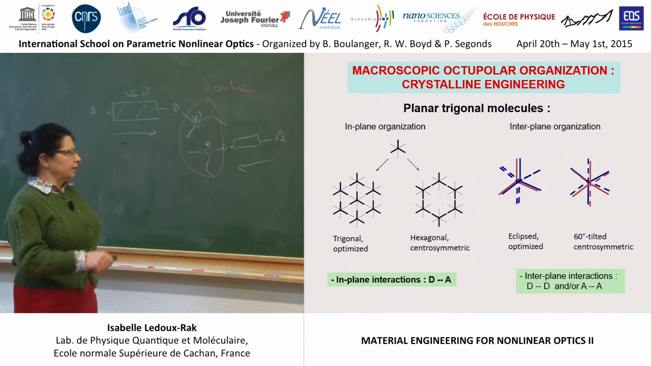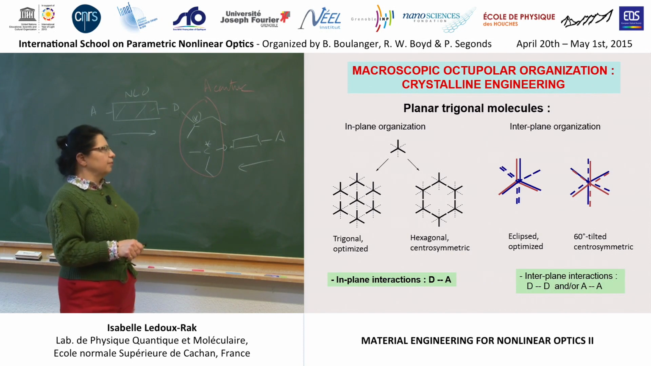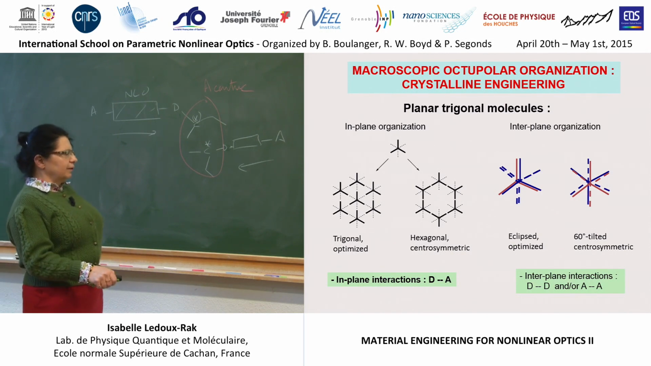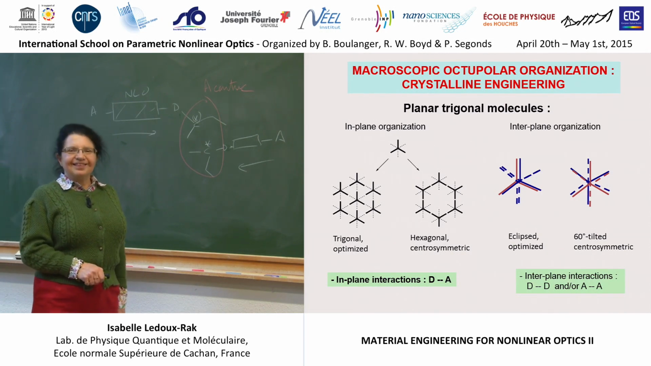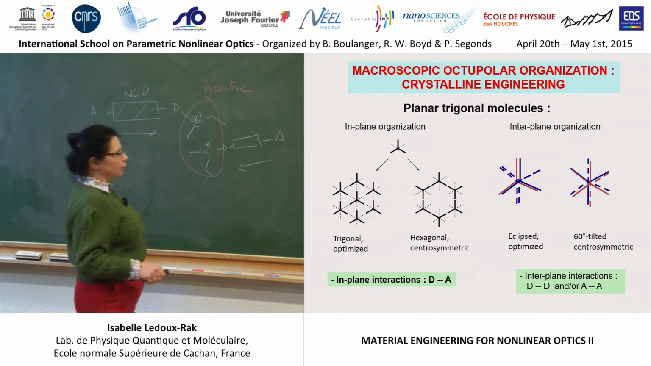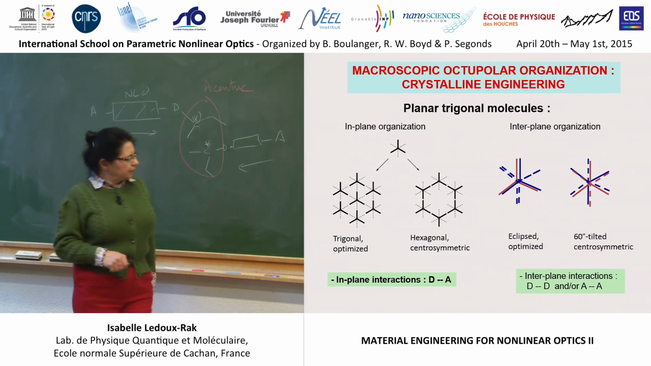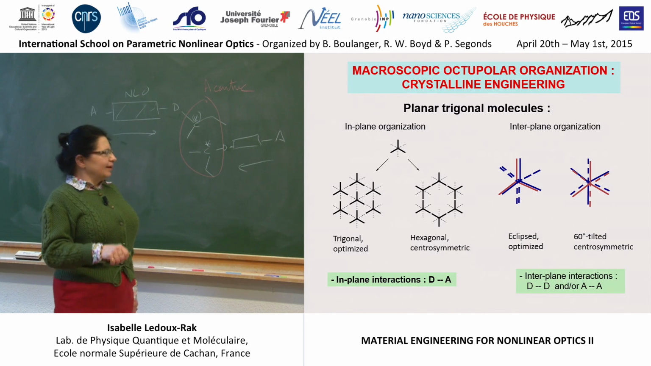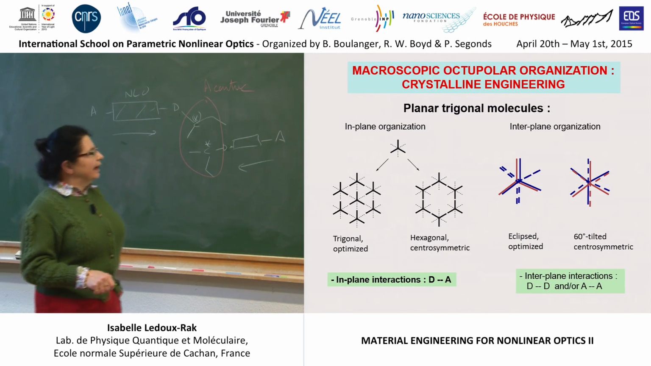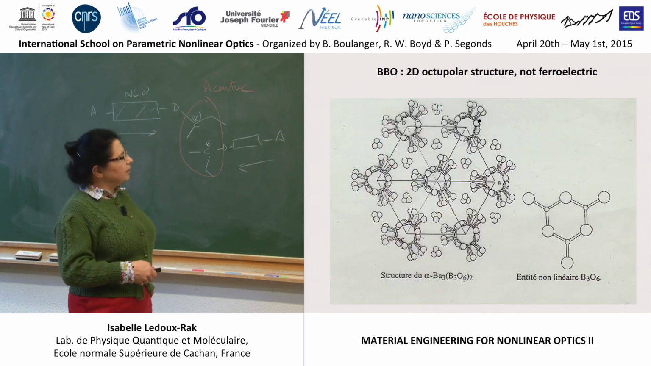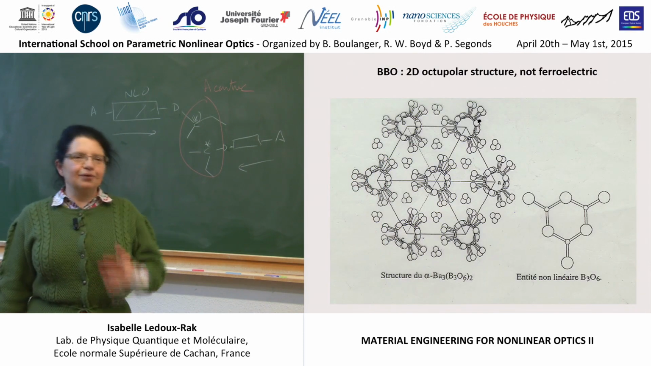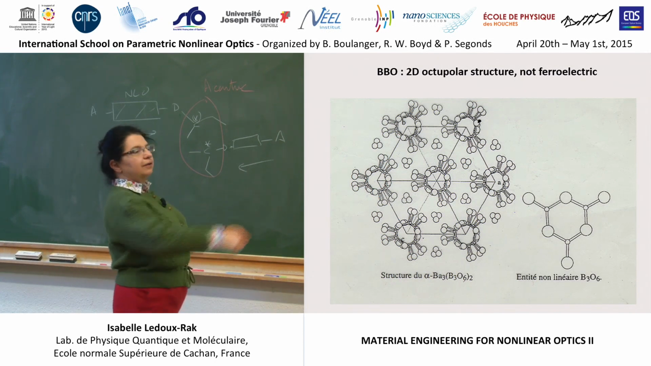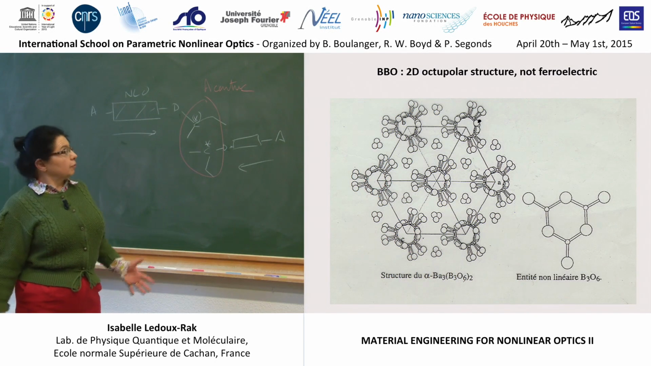So if you have favorable in-plane interactions to trigger non-centrosymmetric ordering here, this interaction will be detrimental to interplane interactions. So you have a problem to be sure that you get a proper non-centrosymmetric system. And in fact, explorations of octupolar systems were not as successful as expected. But there is an exception, which is in the domain of inorganic systems. It's BBO. BBO is an almost perfectly organized three-dimensional octupolar structure.